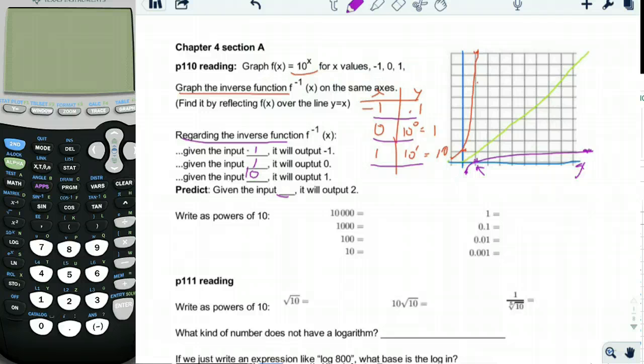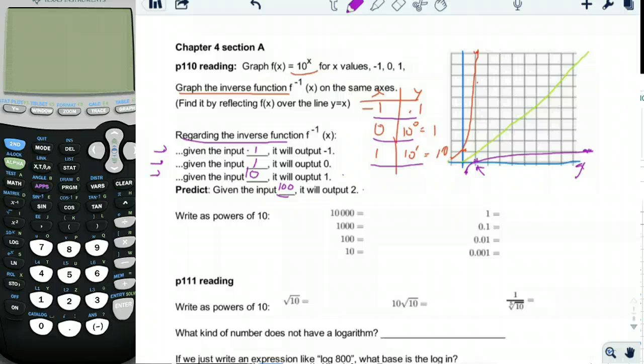And so if you look at the pattern here, first it gives you 0.1, then it gives you 1, then it gives you 10. So I would predict that to get 2, you would have to give it 100, because each one of these steps is multiplying by 10, right? 0.1 times 10 is 1, 1 times 10 is 10, 10 times 10 is 100. And then here I'm going up by 1s, negative 1, 0, 1, 2.